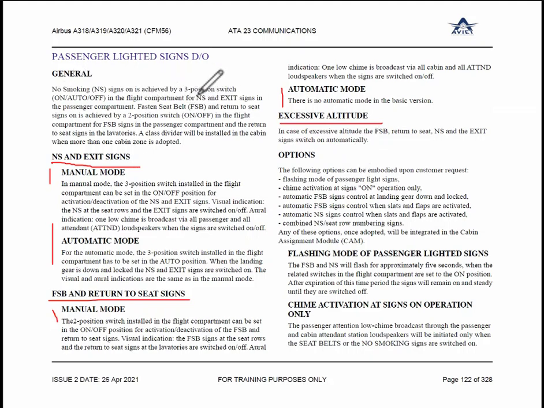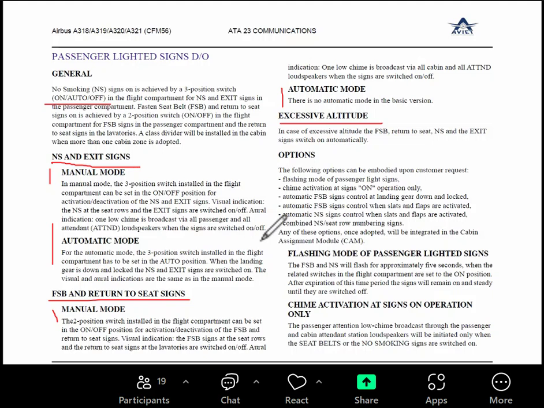The no smoking sign is achieved by a 3-position switch, which is on, off, auto, available in the cockpit, and the pilot will set the switch accordingly. When the switch is in the on position, you will get the on light. So manual mode is basically the on light. If you put it on, the light will come. It's simple. What about in auto?